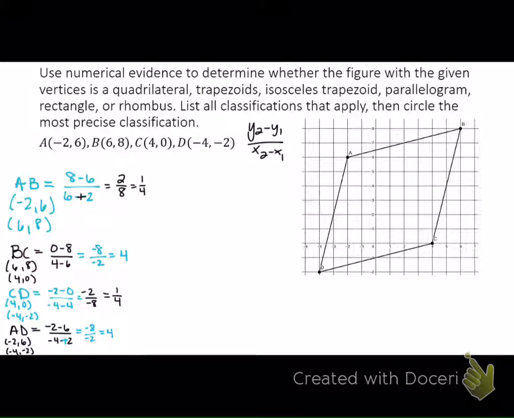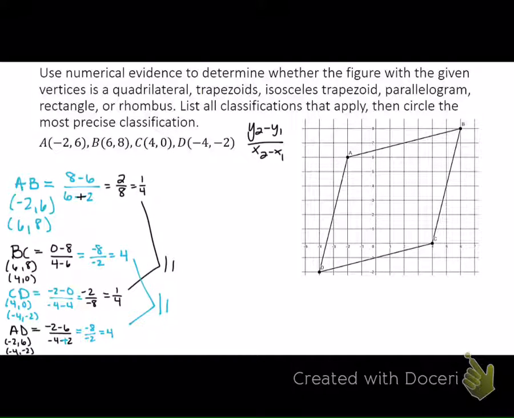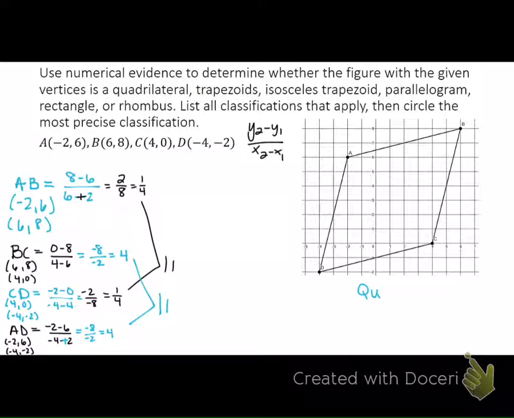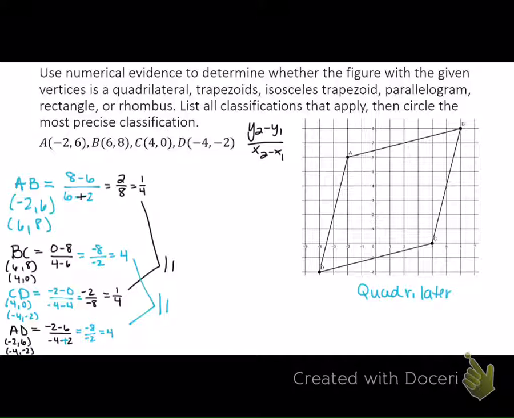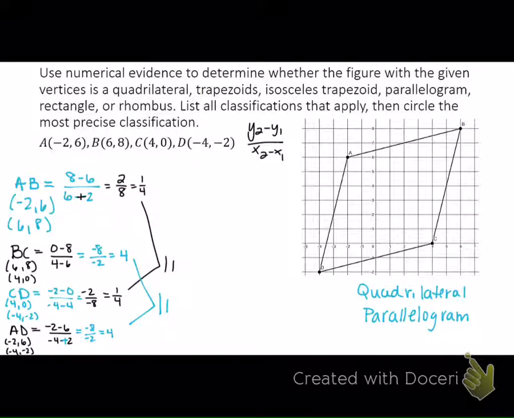Okay, are my opposite sides parallel? How many sets? 2. So is this a parallelogram or a trapezoid? So far we have a quadrilateral, parallelogram. Is it a rectangle? Are consecutive sides perpendicular? They're reciprocals, but are they opposite? No. So that means we need to check what next?